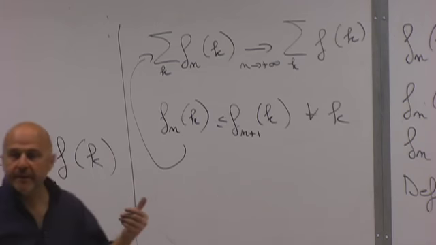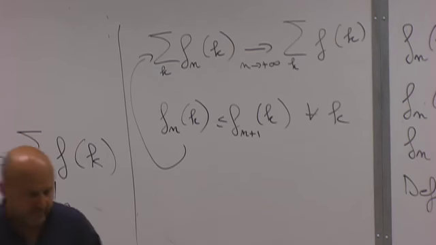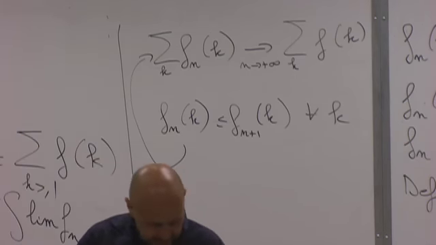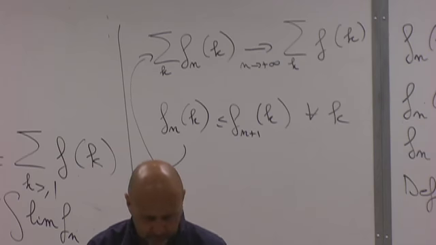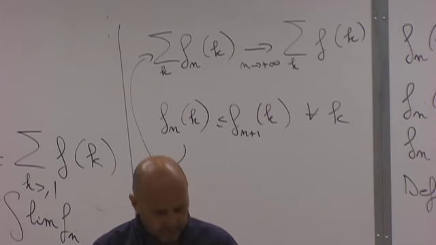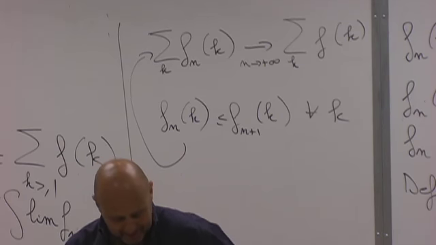Do it for Fatou's lemma and the dominated convergence theorem. I think that's what they ask you in 22. I think I have done enough damage for one day. So let's stop here.